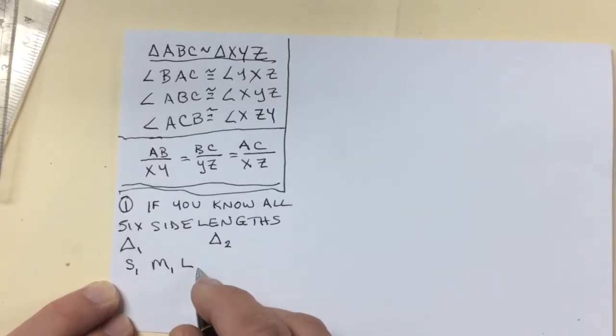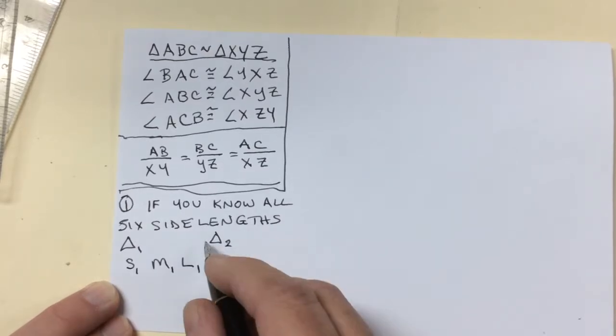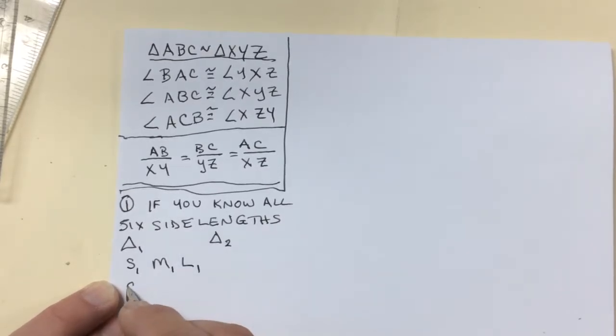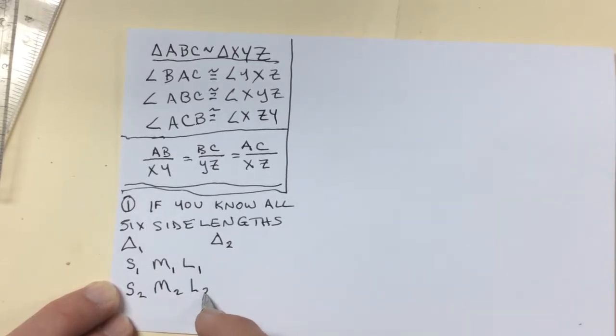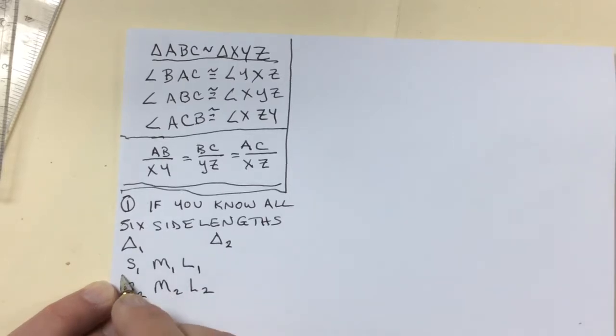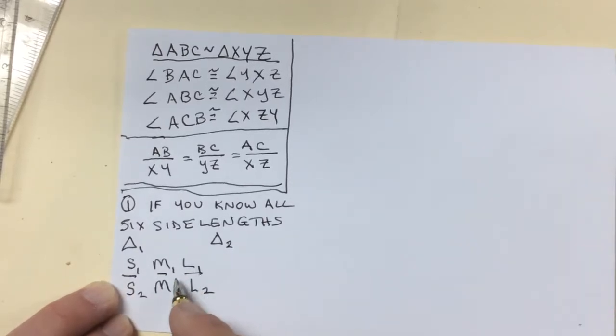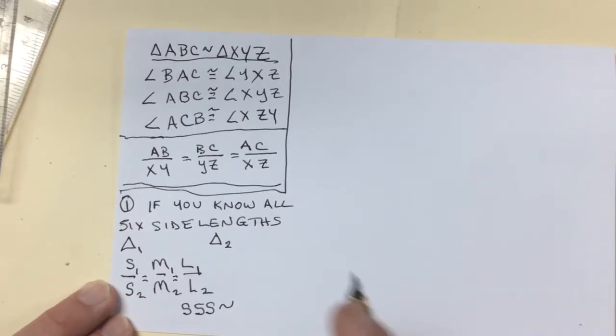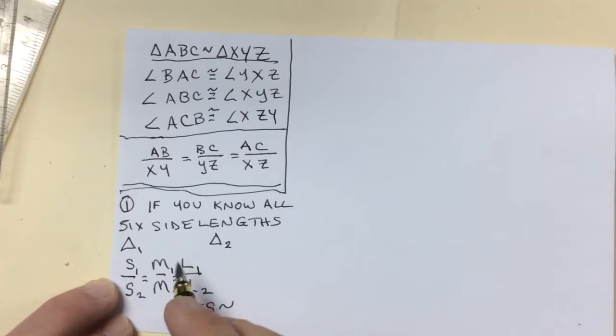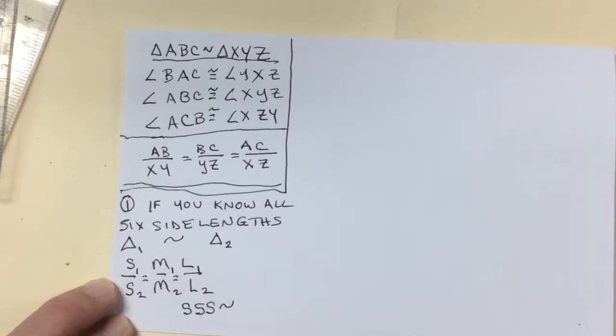These are the side lengths that I know for the first triangle. And then small, medium, and large for the second triangle. If I know all 6 of them, and I can make ratios out of them that are equal, like that, that's enough to say that the triangles are similar because of side, side, side similarity. This is what I have to do to know for myself that these two triangles are similar.